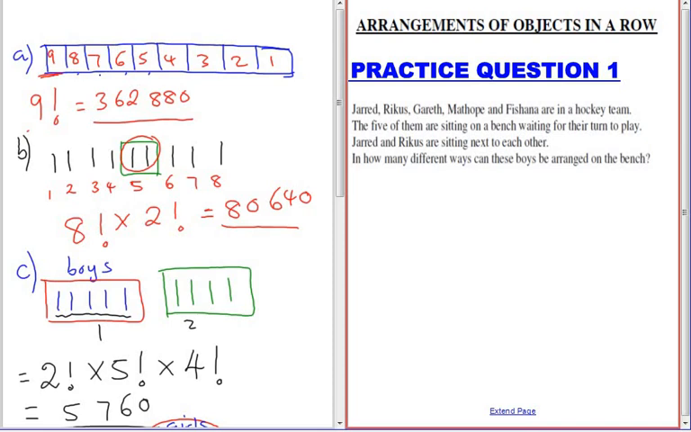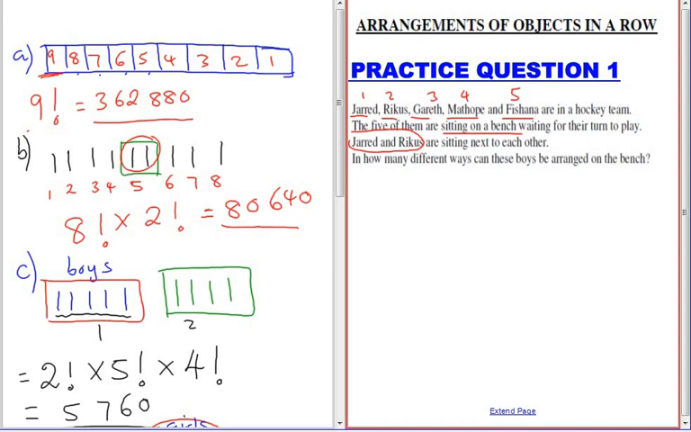So we have some weird people here, some weird names. So we have Jed, Rakesh, Garrett, Matope, Fishana. All those people are there in a hockey team. As you can see, it's 1, 2, 3, 4, 5 of them, right? So these are the 5 people that are in a hockey team. So they are sitting on a bench waiting for their turn to play. But here is the thing. Jed and Rakesh are sitting next to each other.